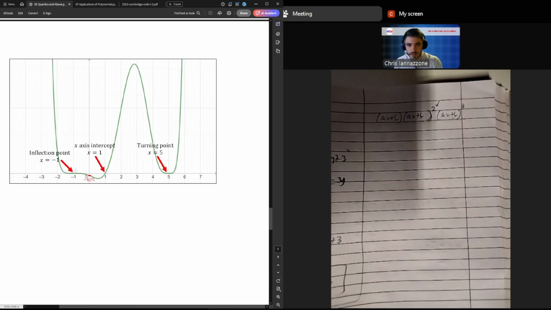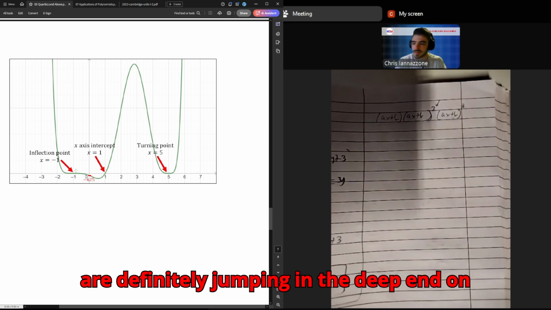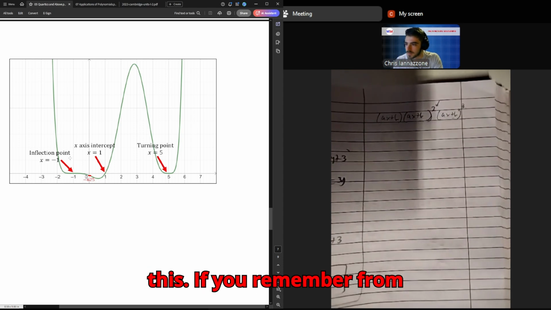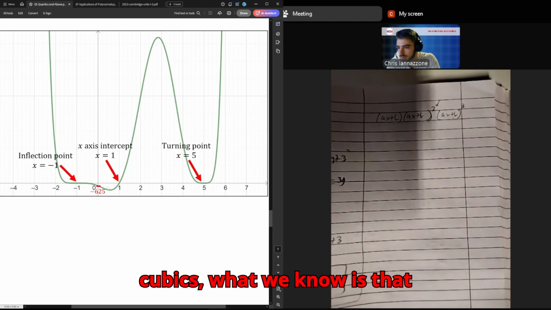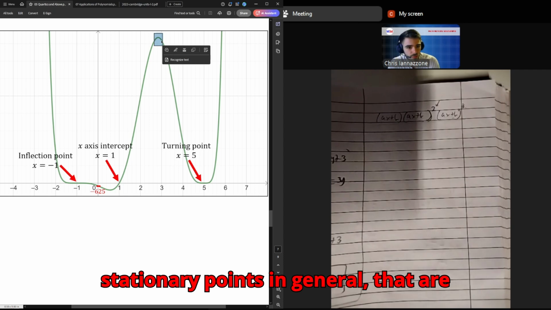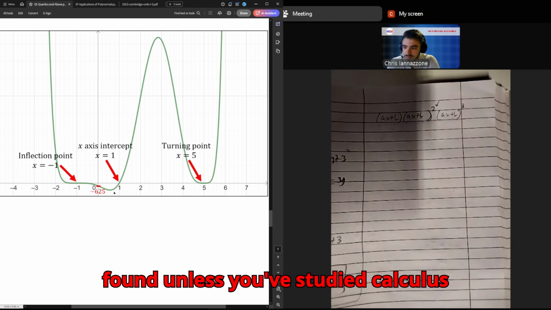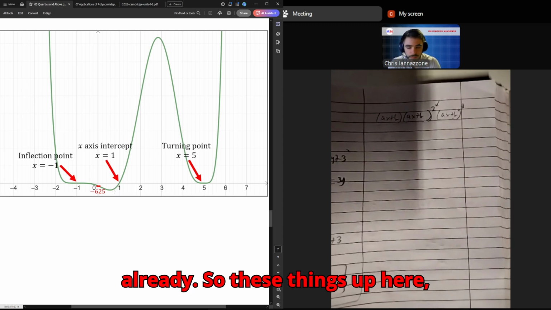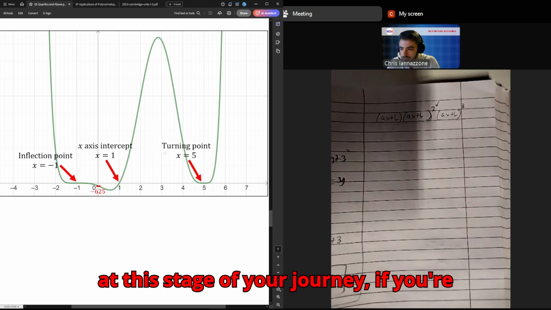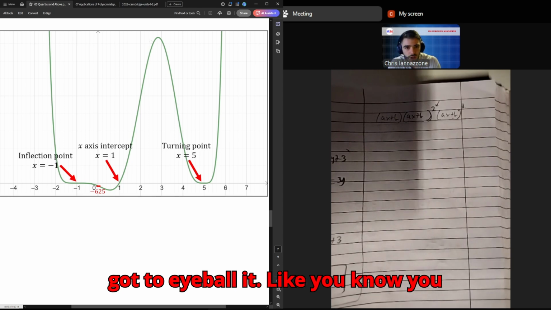Now, again, if you've done cubics before, which I hope you have, if you haven't, then you are definitely jumping in the deep end on this. If you remember from cubics, what we know is that turning points, or I guess even stationary points in general, that are not on the x-axis cannot be found unless you've studied calculus already. So these things up here, at this stage of your journey, if you're in year 11, you probably haven't had a look at calculus, and so finding these turning points, you just sort of got to eyeball it.